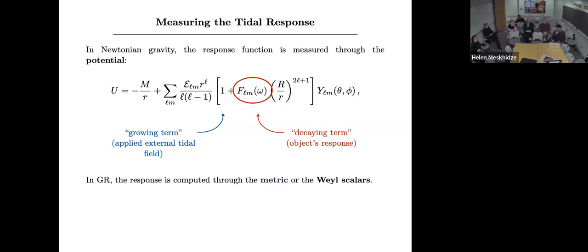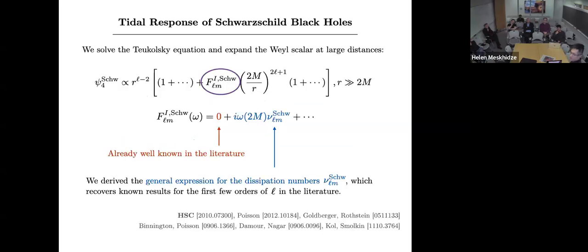In GR, we do not work with the potential, but instead we work either with the metric or something that's known as the Weyl scalars. I won't go into the details. Some in the audience may know what the Weyl scalars are, but just to say that these are scalar quantities that involve projections of vacuum Einstein metric solutions into a set of null tetrads. Again, I won't go into details, just to say that these are a set of nice quantities that we can work with in GR.